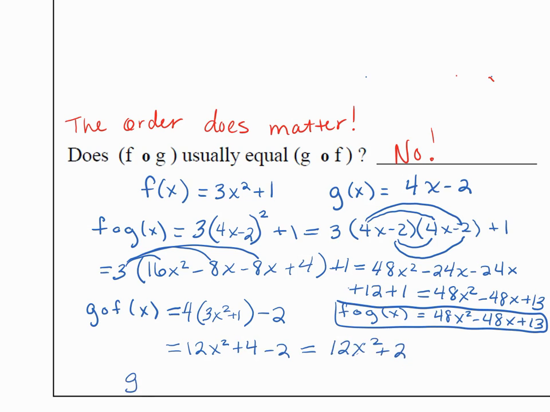So here, g composed with f of x is equal to 12x squared plus 2, which we see is very different from what we got doing f composed with g. So these are not the same, and normally f composed with g does not equal g composed with f.